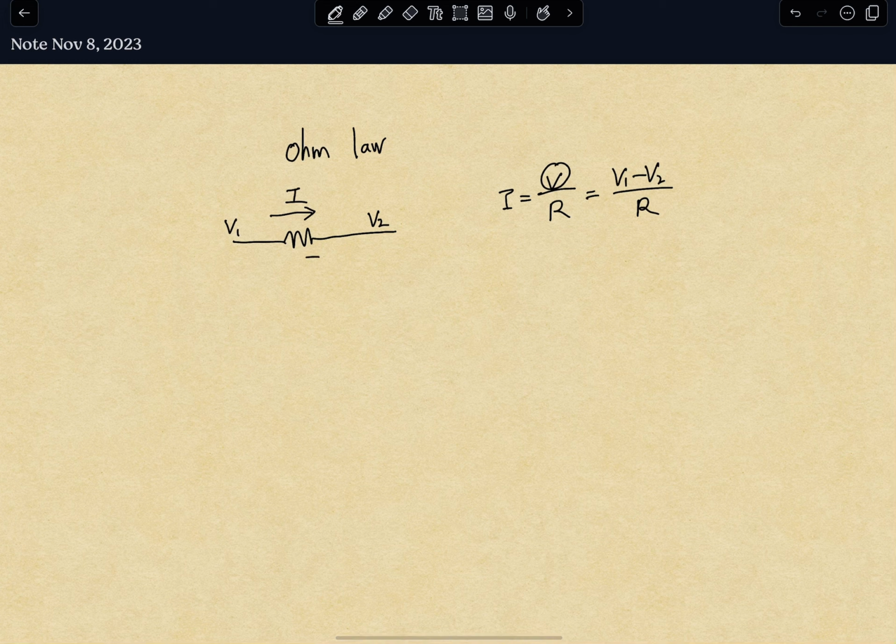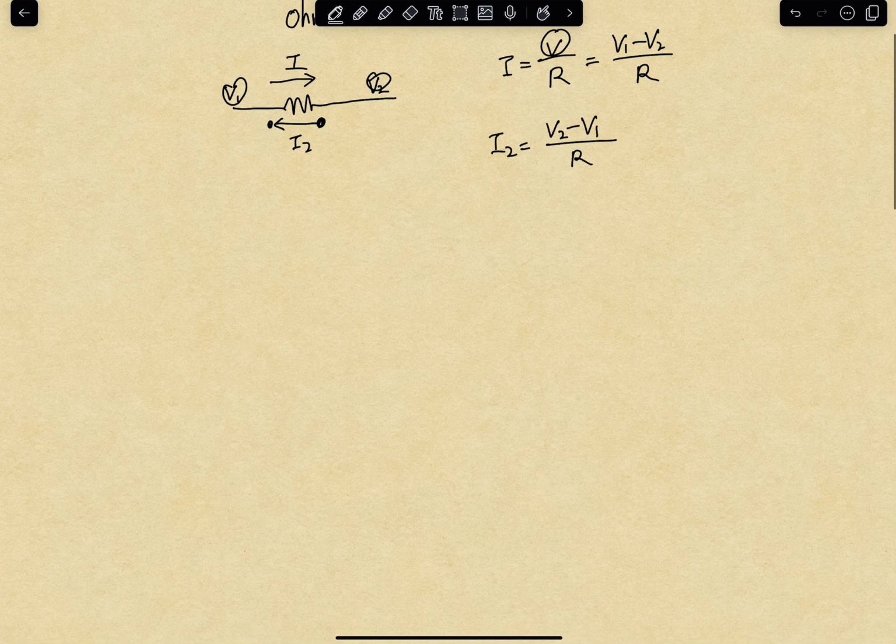And if we define the current coming to the left as I2, then we know I2 is actually V2, where it comes from, minus V1, where it flows to, divided by R. So V2 minus V1 divided by R. So that's how Ohm's law works.